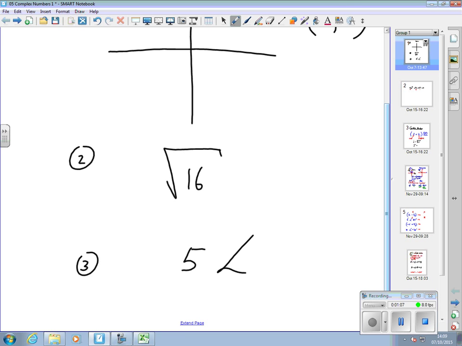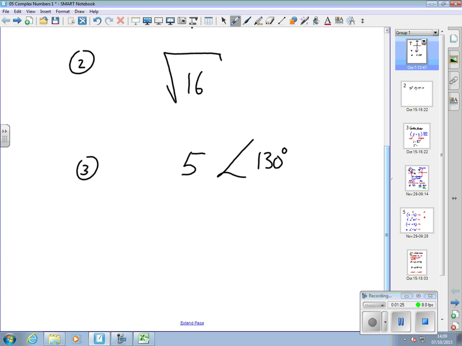Here is a vector. It's got a length of 5, so that could be 5 newtons if it was a force, and the angle is 130 degrees. Sketch that vector. If you had to draw that out on a set of axes, what would it look like?